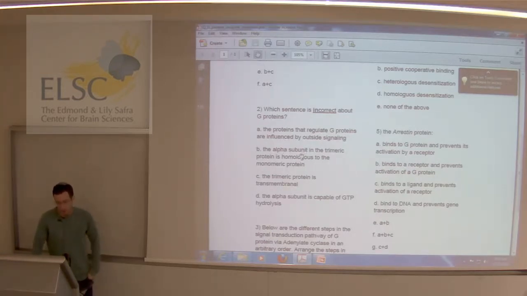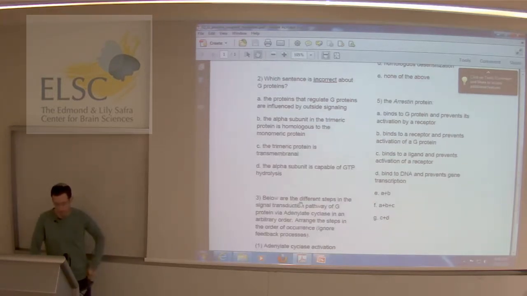The alpha subunit in the trimeric protein is homologous to the monomeric protein called the RAS subfamily. And D, the alpha subunit is capable of GTP hydrolysis. Remember, a GDP is being exchanged with the GTP, which is then hydrolyzed by the G alpha. So D is also correct.